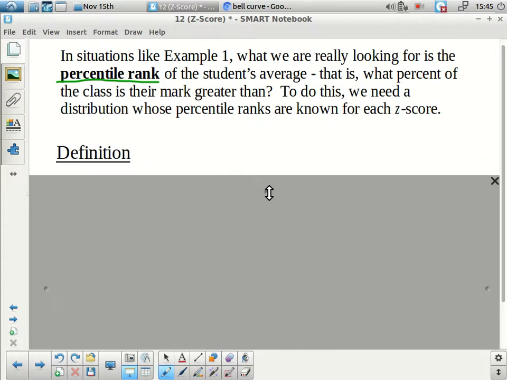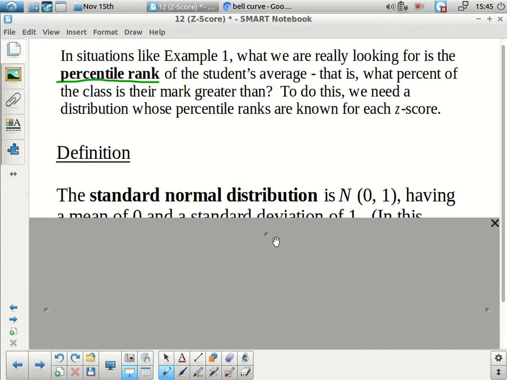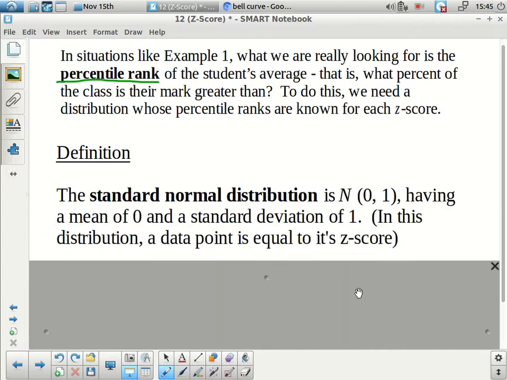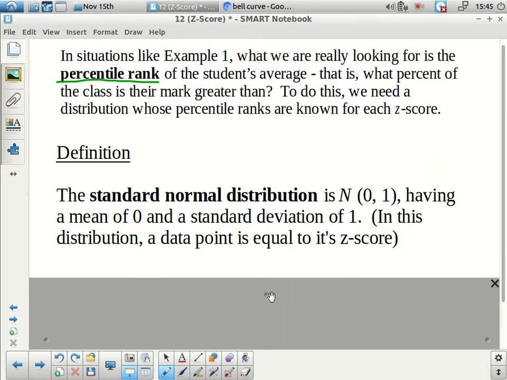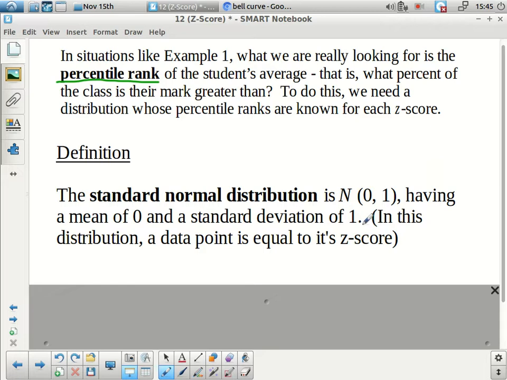For this definition, it's not super important, but it's more of a history lesson. The standard normal distribution, which is N(0,1), has a mean of 0 and a standard deviation of 1. What that means is all the data points in this distribution are the same as their Z score. If I was talking about 1.5, I'd take away 0, so 1.5, divide it by 1, and still 1.5.